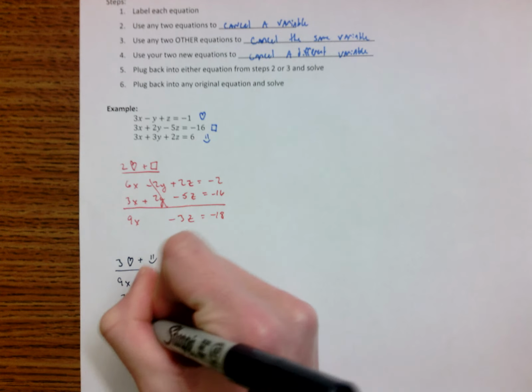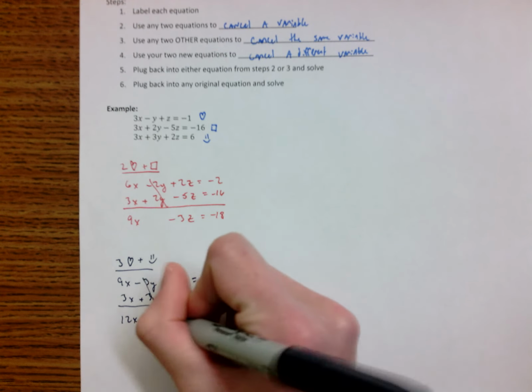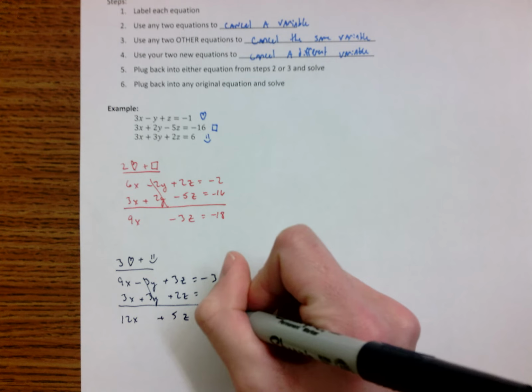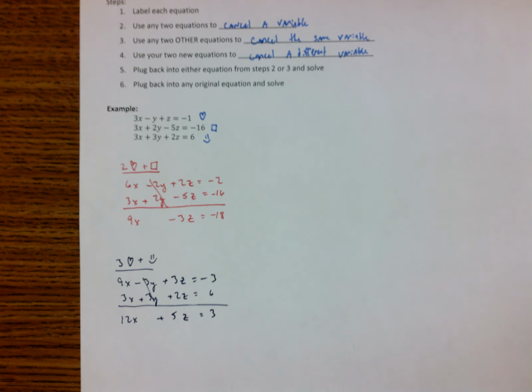So that adds to 12x. Those cancel. That adds to 5z, right? And that adds to 3. Okay, and then these are my two new equations.